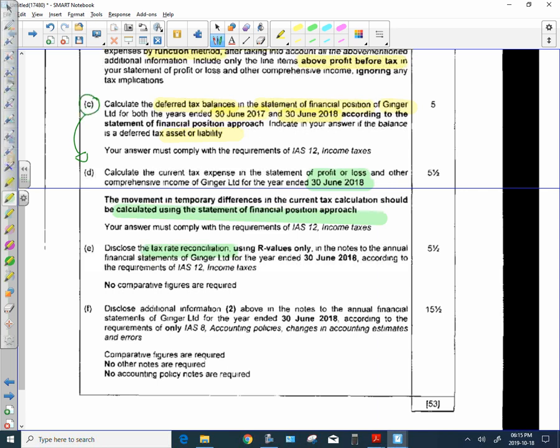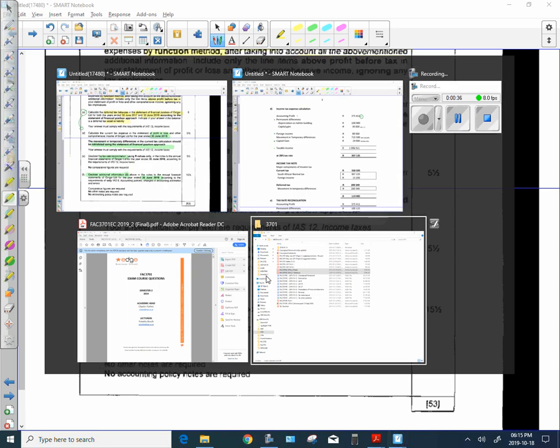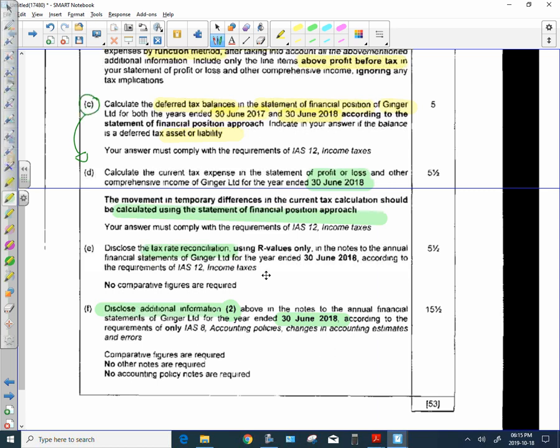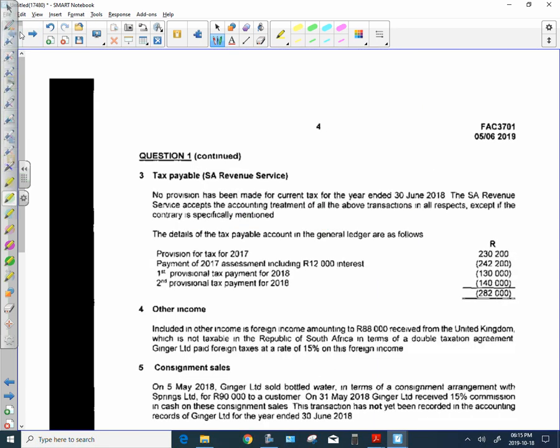And then lastly, they want you to disclose additional information in point 2 in the notes to the financial statements for the 30th of June. For that, you can just maybe start by writing, this is Ginger Limited, notes to the financial statements. You don't know what note is entailed in number 2 yet. So as we get to the information in number 2, we can disclose what's going on there. Right, are you guys comfortable with how to approach this from the very beginning? Okay, so let's start going through the question then.